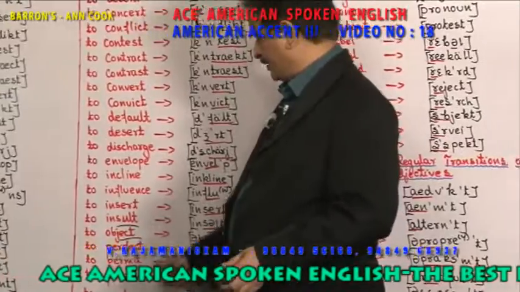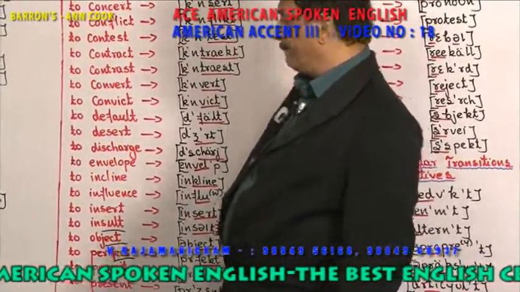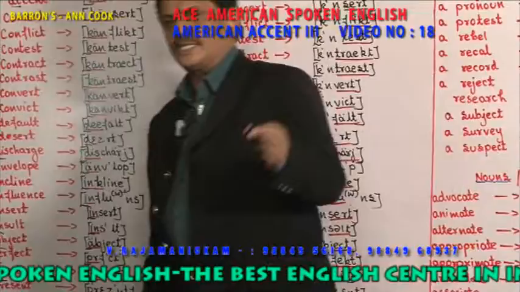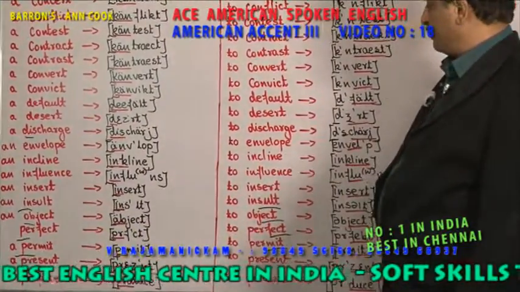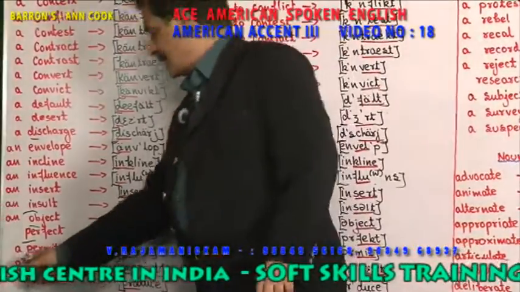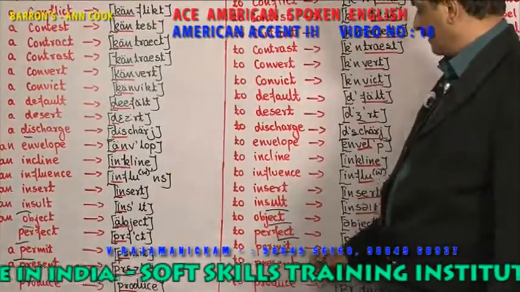Perfect. A perfect means what? Something perfect. To perfect means to straighten it. A permit means a license, a copy. To permit means to allow somebody. To permit becomes a verb. A present, a gift. To present, to give as a gift. To present.